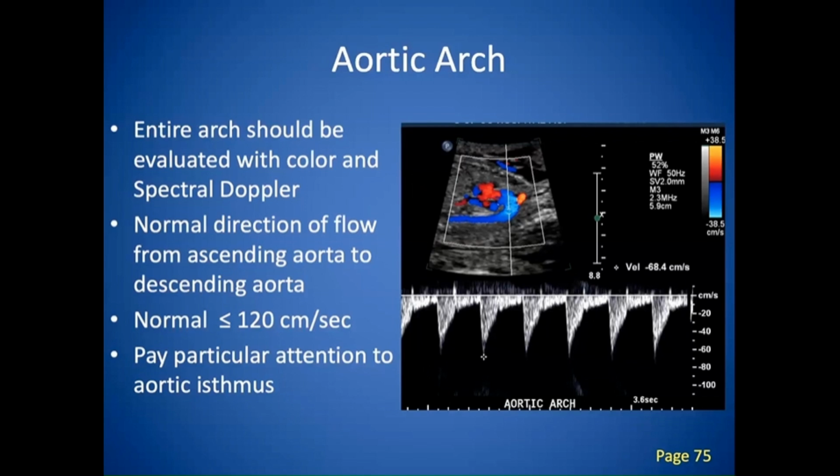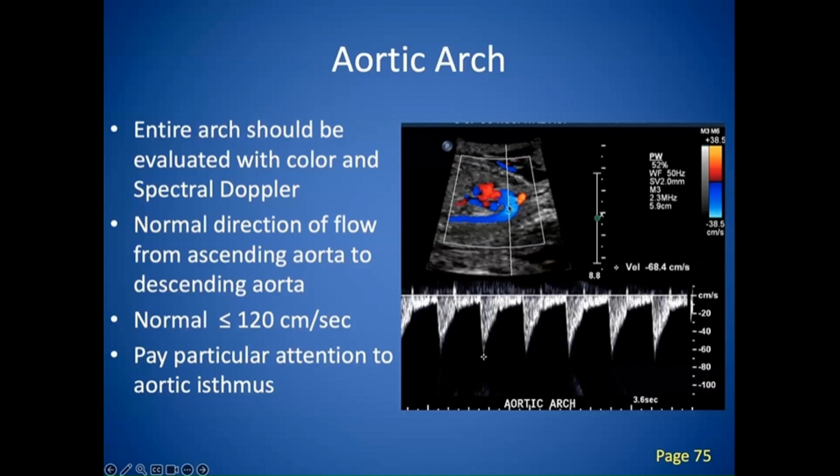keep things pretty simple. We tend to turn on color, obviously, and we also tend to move our sample gate throughout the arch. That could just be because we're obsessive. If you don't do anything else in the arch, you want to make sure you pay particular attention to the aortic isthmus, which is just this area past the head and neck vessels before you get to the descending aorta. And that's because that's the most common area in the fetus for a coarctation to occur. So if you don't do anything else, make sure you look at the aortic isthmus.